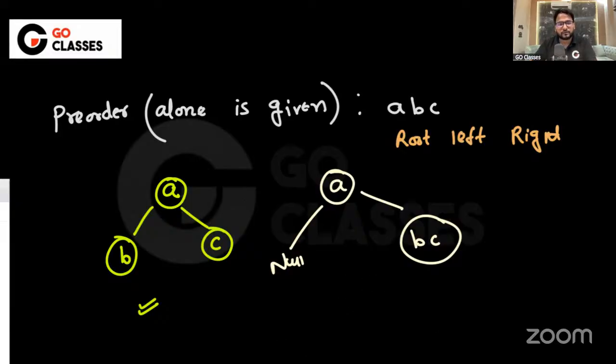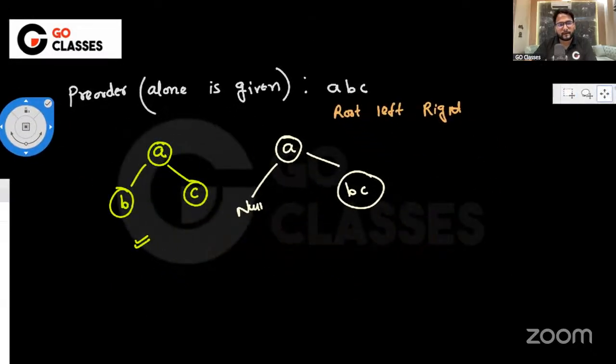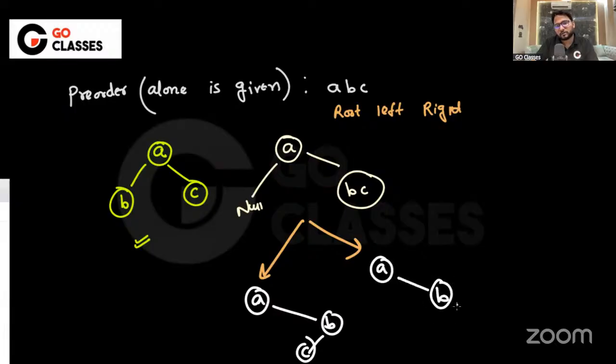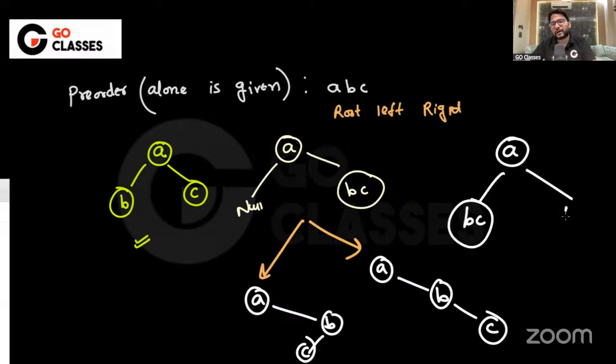So among B, C, there are two possibilities. A is there, on the left there is nothing, and on the right this B, C could be this. Find the pre-order of this, which is root, left and right. Left is nothing, right is this, and for these three trees you will be getting the same pre-order. Similarly, you can say on the left this is B, C, and on the right this is null.